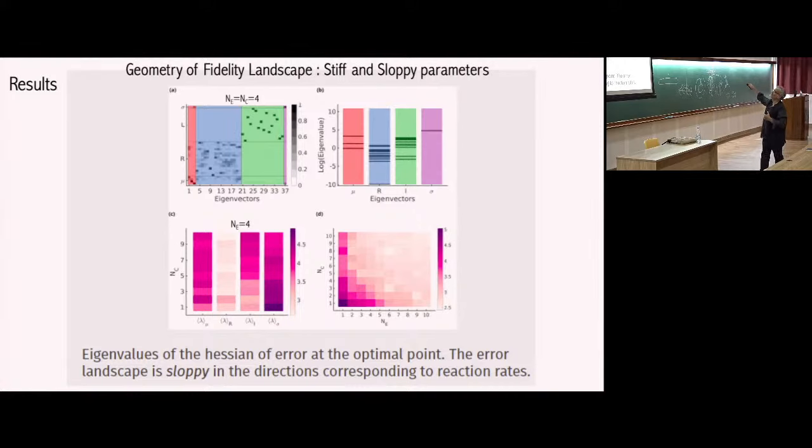So the stiff directions are ones where the eigenvalue of the Hessian is very large. You can see that for the number of enzymes and number of compartments equal to 4, the specificity is a very stiff variable. Make slight changes in specificity and that totally alters the synthesis error.